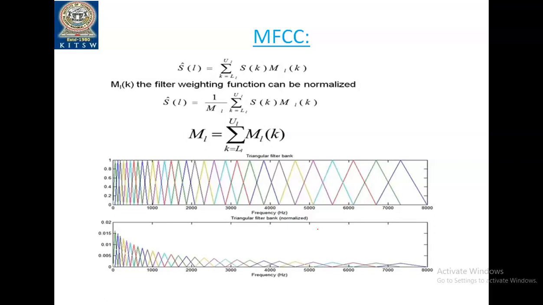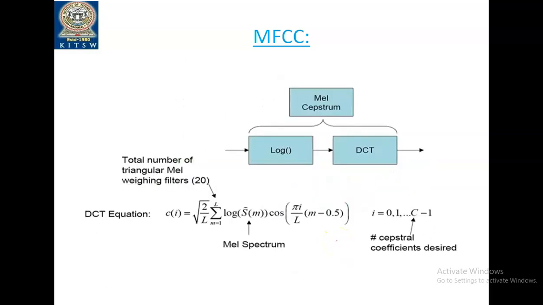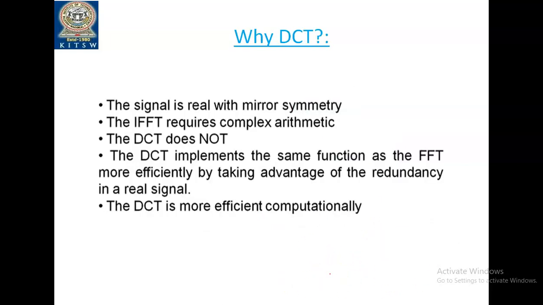So the spectrum is multiplied with the Mel frequency. This is the Mel frequency spectrum. This is the DCT actually: Mel spectrum, the logarithm and then DCT. So why DCT? The signal is real with mirror symmetry. You can apply any kind of transformation, but in this case particularly we are taking the DCT only, because the DCT is more efficient computationally. The IFFT requires complex arithmetic, whereas the DCT does not. The DCT implements the same function as the FFT more efficiently by taking advantage of the redundancy in the real signal. So these are the things we should follow for DCT.